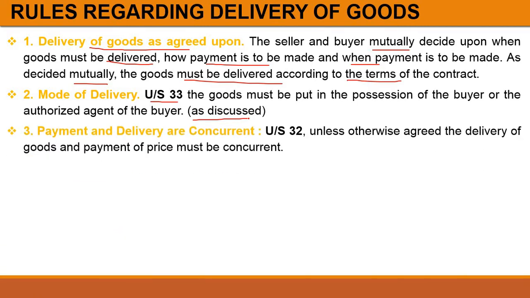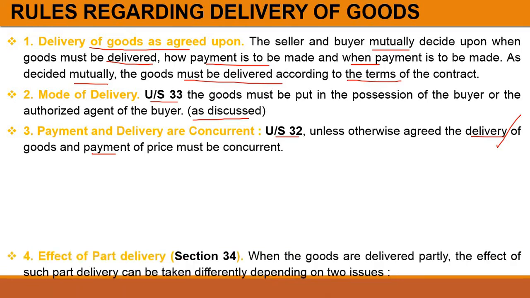Third is payment and delivery are concurrent conditions. Section 32 of the Act says that if nothing has been decided between the parties, then the delivery of the goods and payment should be concurrent. Concurrent means side by side. The seller should be ready and willing to give the possession, that is delivery, and the buyer should be ready and willing to pay the price. Only then we will say the delivery is a valid delivery.